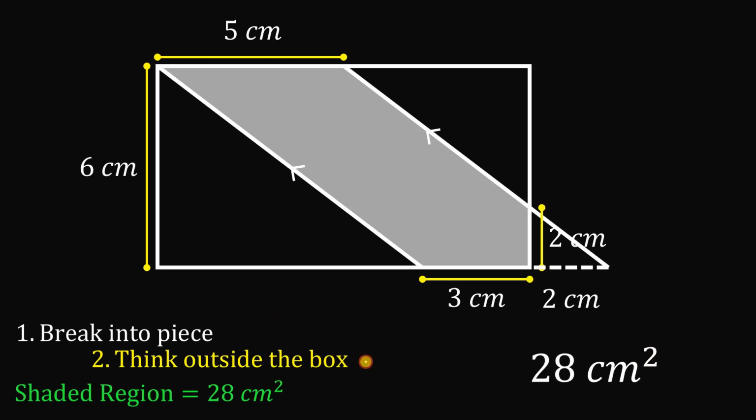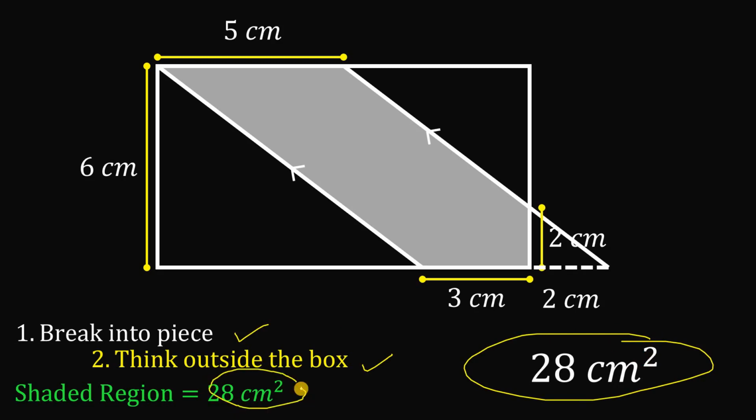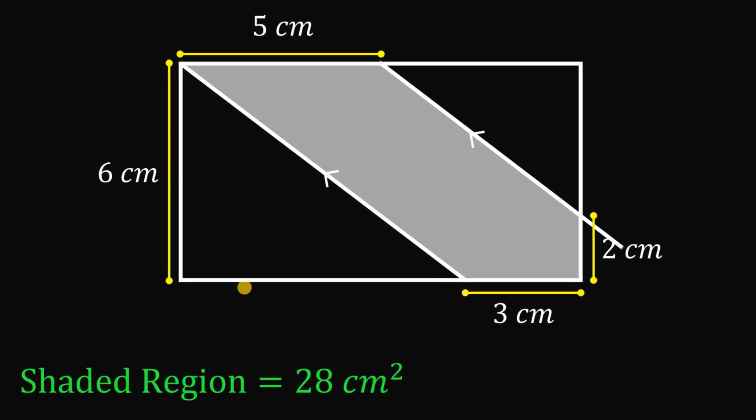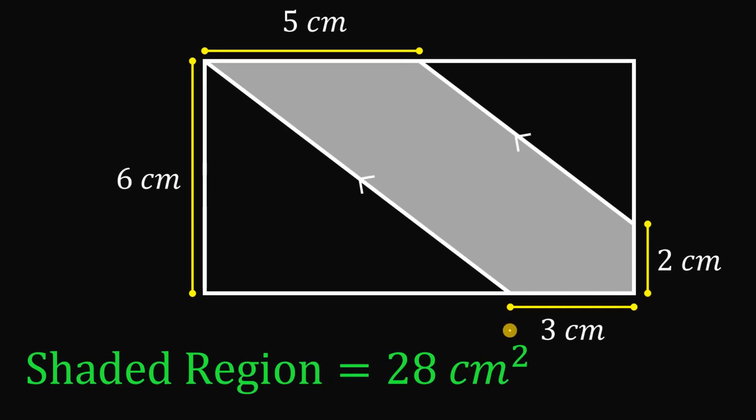Therefore, using two methods, break into pieces and think outside the box, we get the same answer of 28 square centimeters. Therefore, our answer to this question, what is the area of the shaded region, is 28 square centimeters. And as always, we are done.